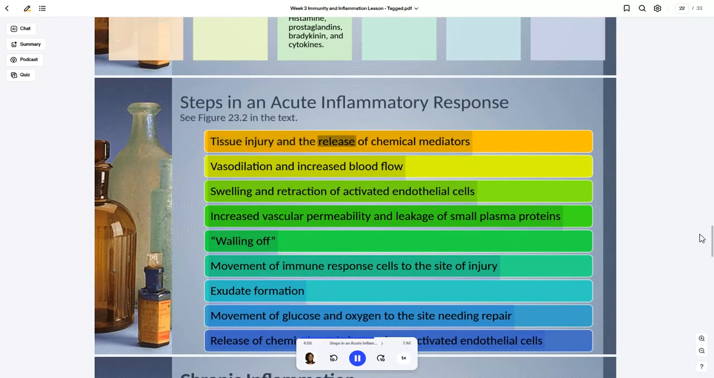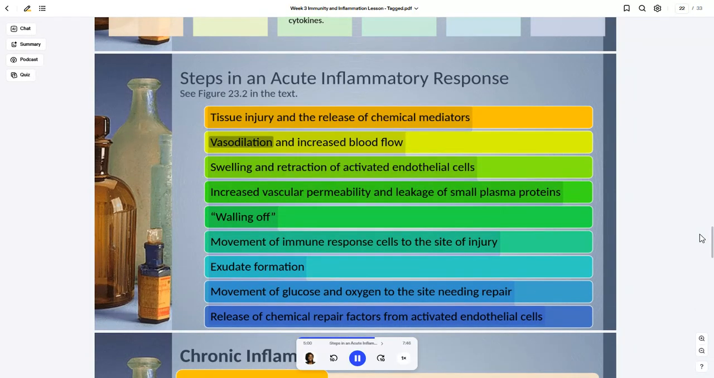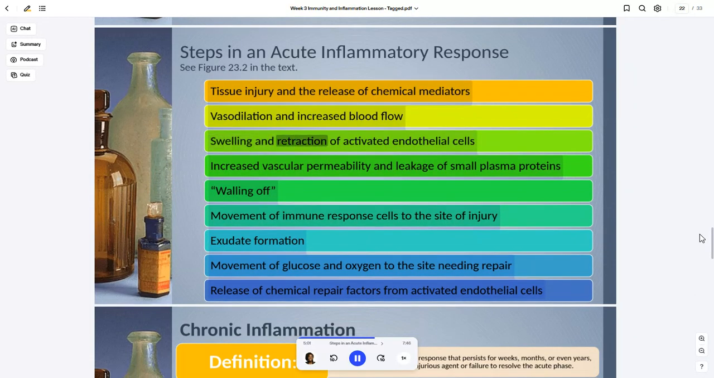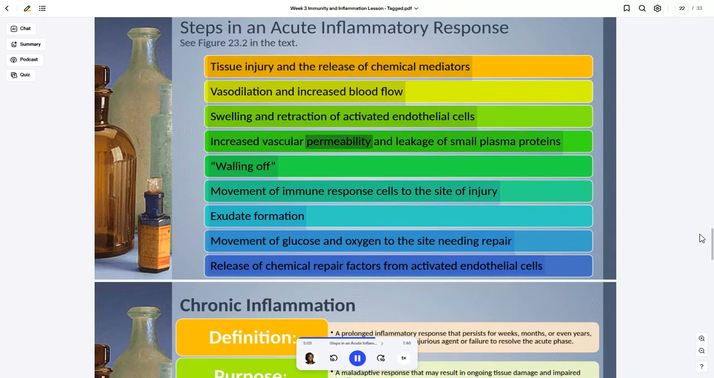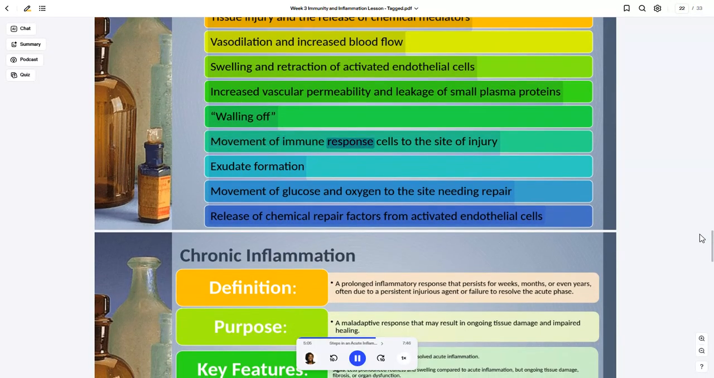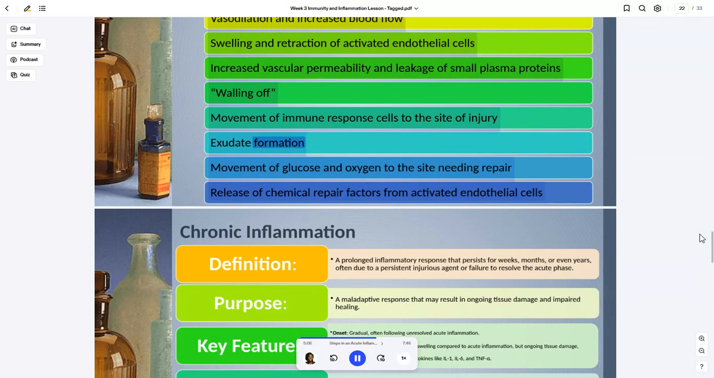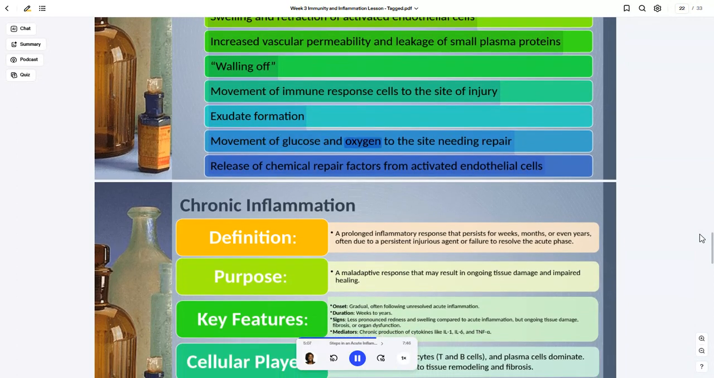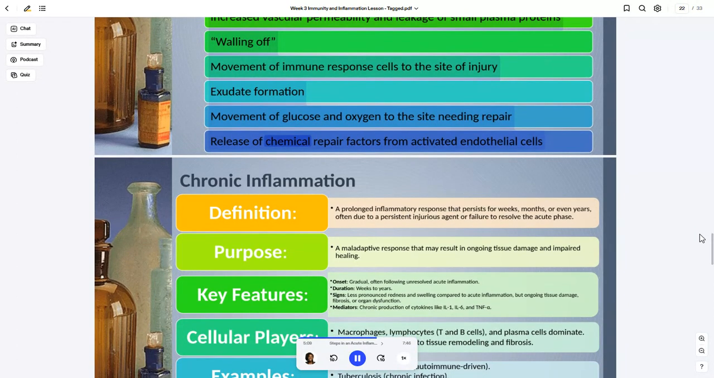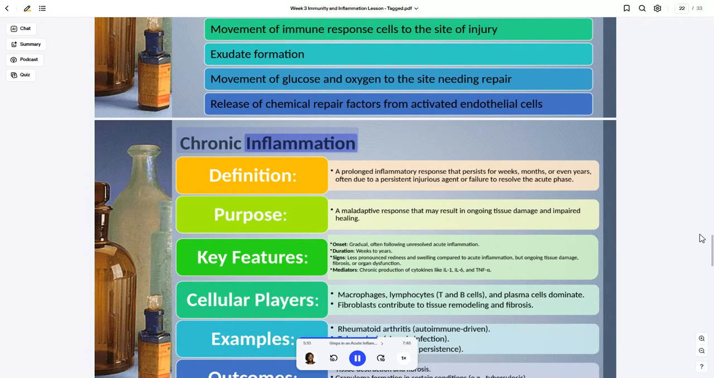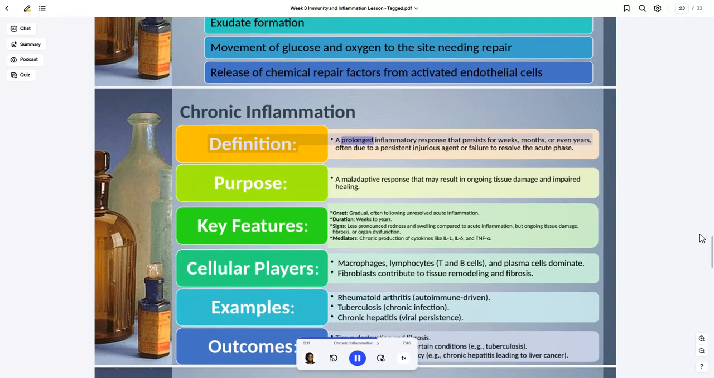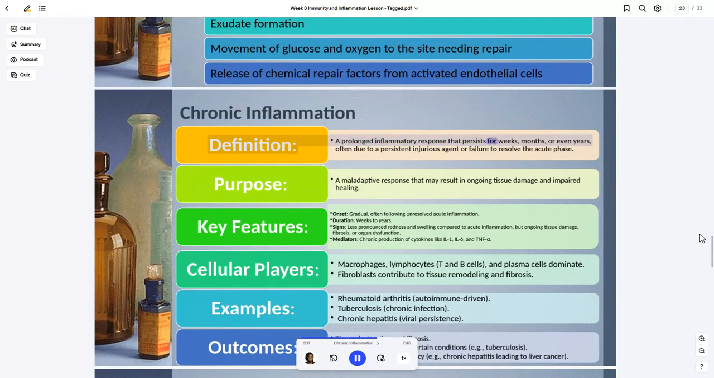Tissue injury and the release of chemical mediators, vasodilation and increased blood flow, swelling, and retraction of activated endothelial cells. Increased vascular permeability and leakage of small plasma proteins, walling off, movement of immune response cells to the site of injury, exudate formation, movement of glucose and oxygen to the site needing repair, release of chemical repair factors from activated endothelial cells.